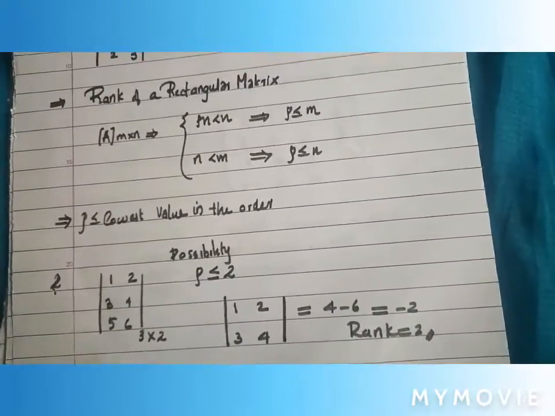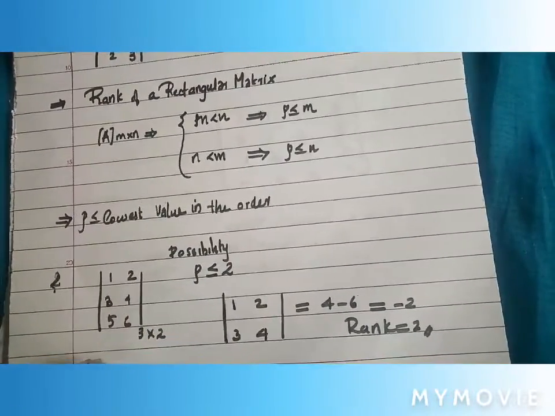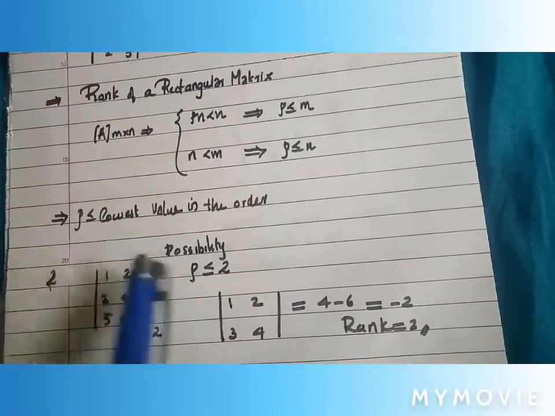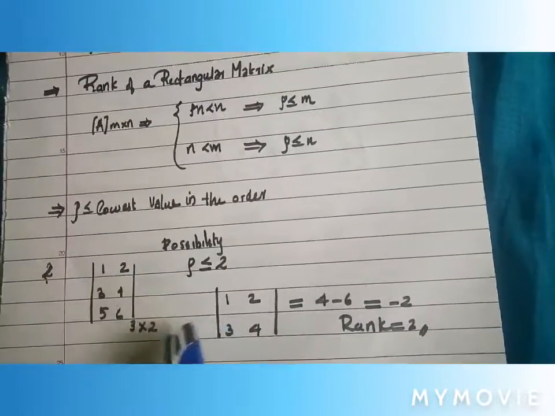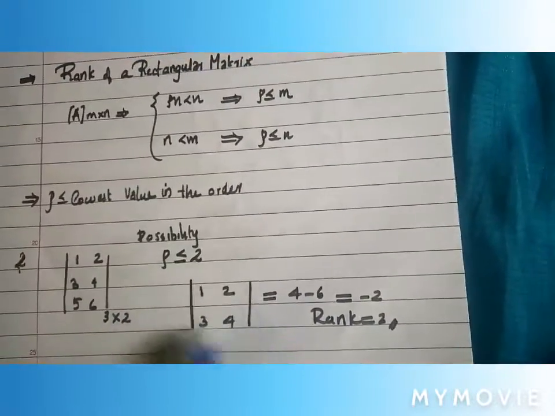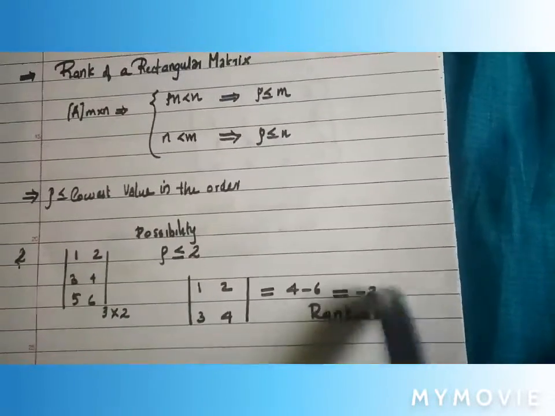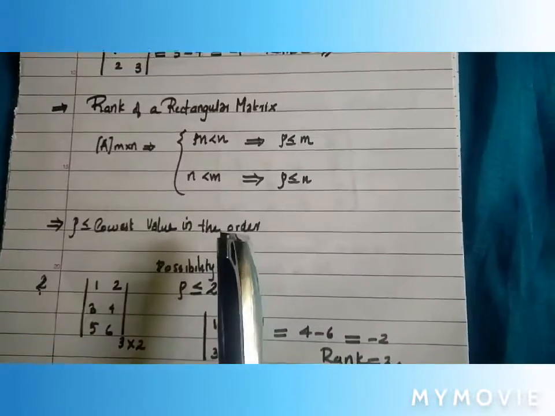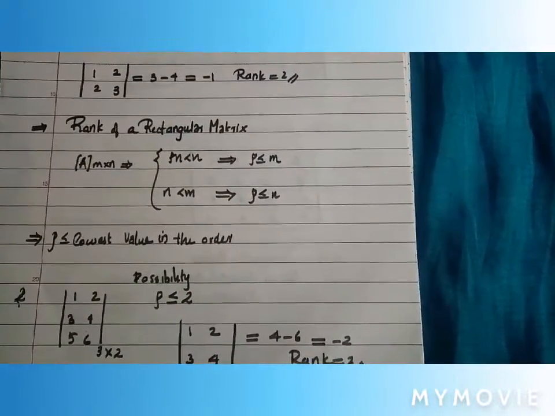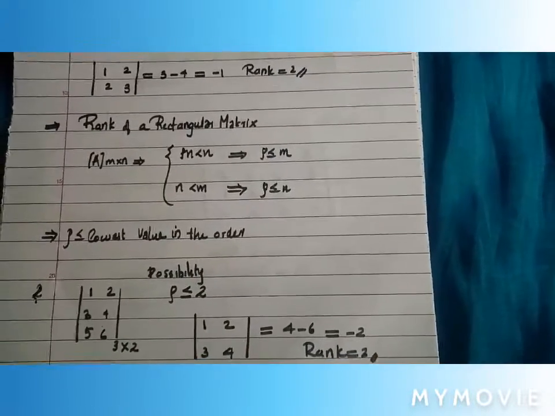Consider this matrix. Here we know that the matrix order is 3 by 2. The rank will not equal 3. It is equal to 2 or less than 2. So we check the minor 1 2, 3 4. So we find that the value of the minor is equal to -2. So rank is equal to 2. For a rectangular matrix, the rank will be less than or equal to the lowest value in the order.